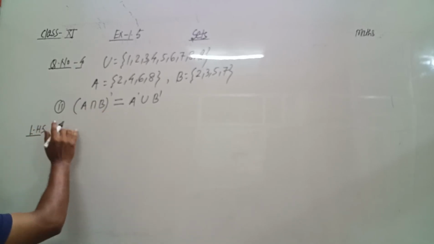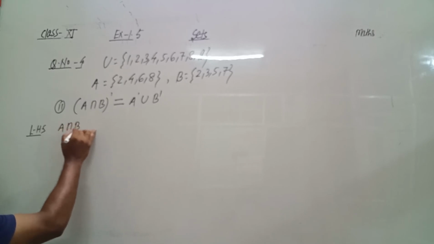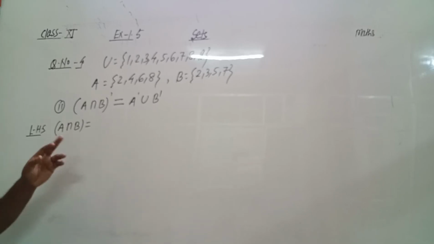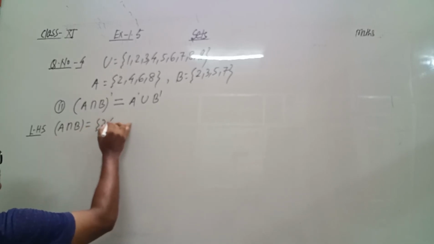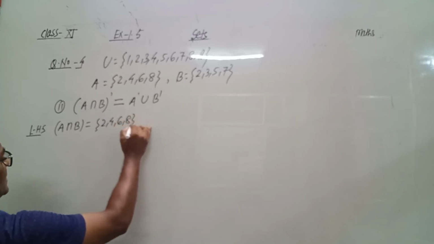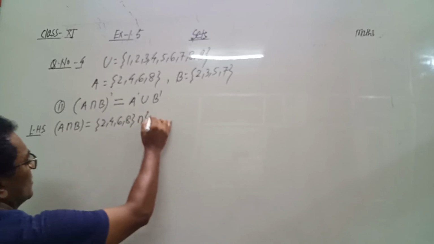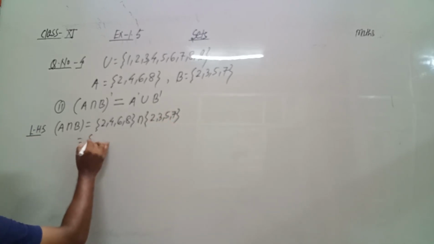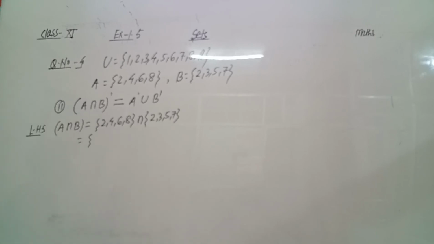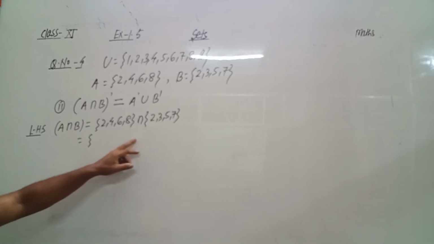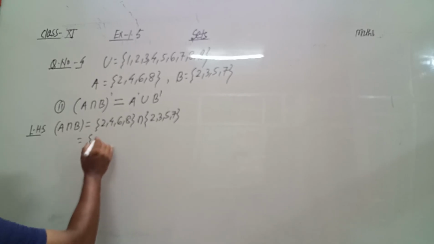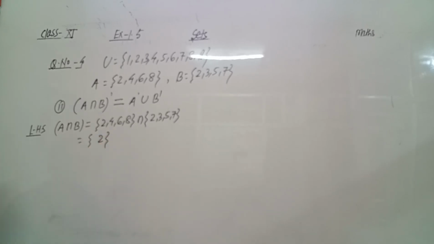In the LHS, firstly you find A intersection B. A is 2, 4, 6, 8, and the value of B is 2, 3, 5 and 7. Then we have to write the common terms in the intersection. The common term in both sets is only 2. So A intersection B is 2.